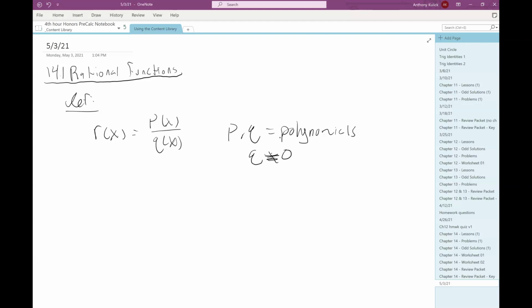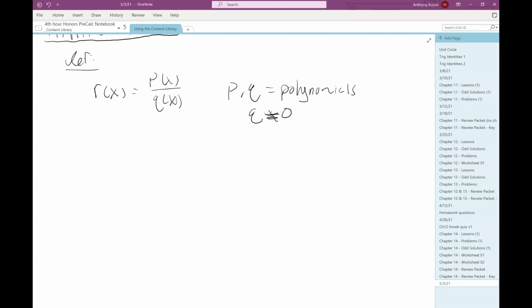One of the first things we'll be tasked with is determining domains of rational functions. So again, think about a rational function just as a fraction. What's the one situation that can get you in trouble with a fraction? Dividing by zero. So your domain is essentially going to be all real numbers except for whatever makes q of x equal to 0.